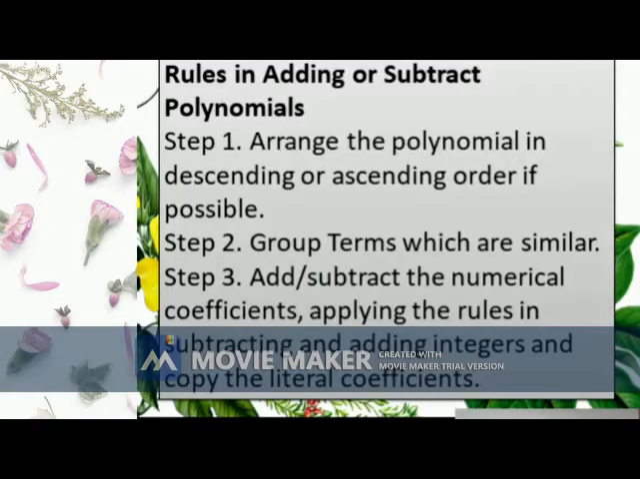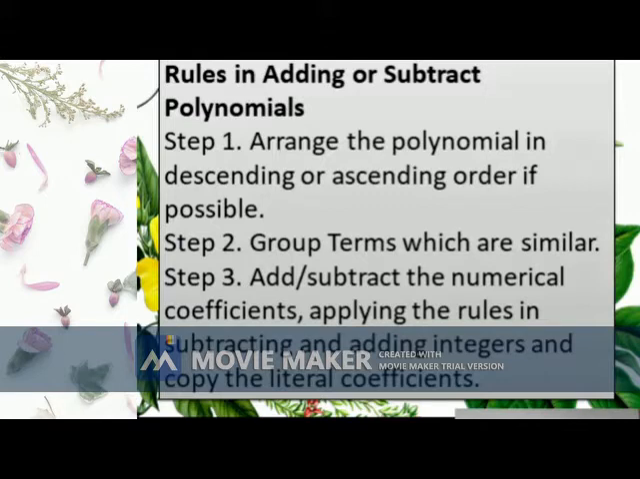Let us move on with our addition and subtraction of polynomials. So addition and subtraction of polynomials have 3 steps or rules. Step 1, arrange the polynomial in descending or ascending order if possible. What does it mean by descending or ascending order? It focuses on your exponent or the degree that you are seeing on those variables.